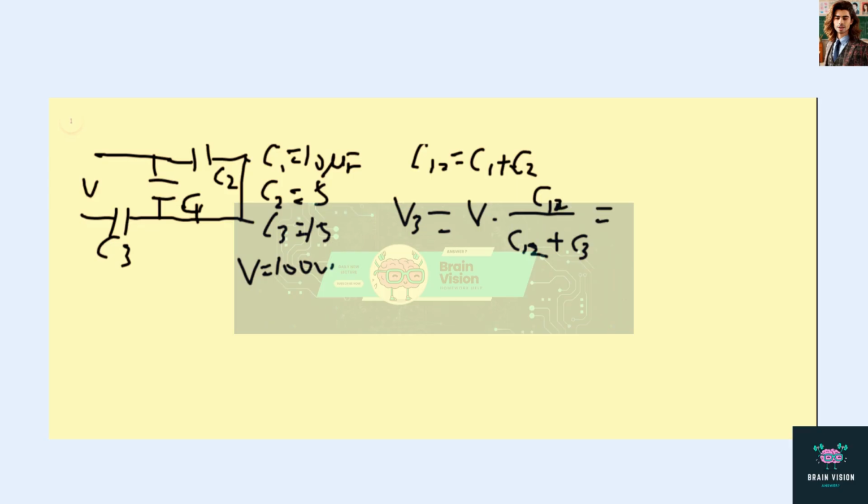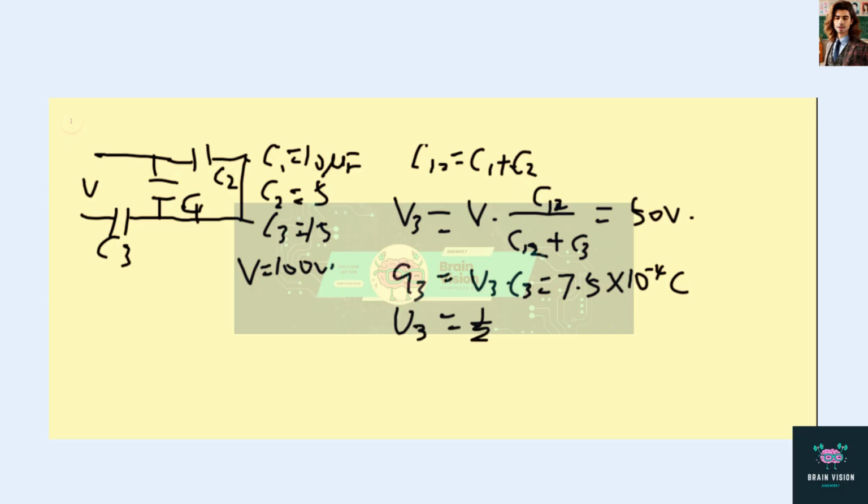So this value actually gives you 50 volts, and the Q3 actually equals V3 times C3 according to the definition of the capacitance. So this equals 7.5 times 10 to the negative 4 coulombs. And energy stored in C3 is U3, which equals half C3 times V3 squared. Okay, so the value is 1.88 times 10 to the negative 2 joules.